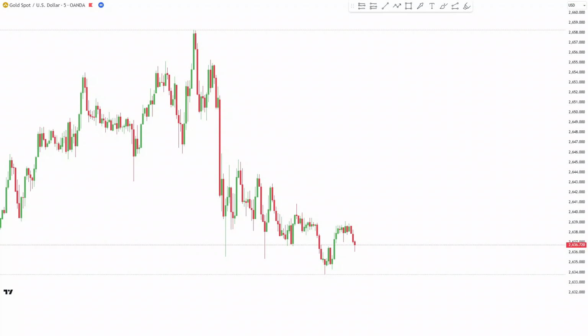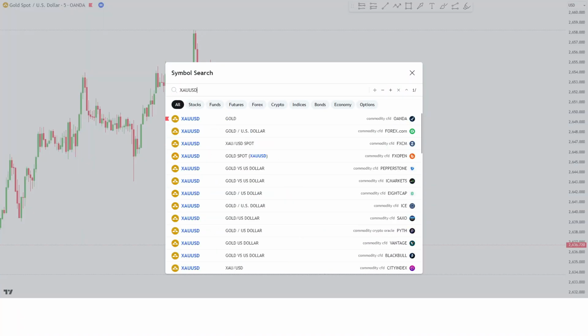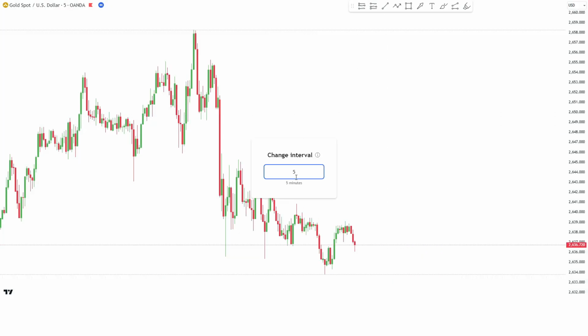Hello traders, today I am going to share with you an intraday gold scalping strategy. First we open the gold pair in the 5-minute time frame.